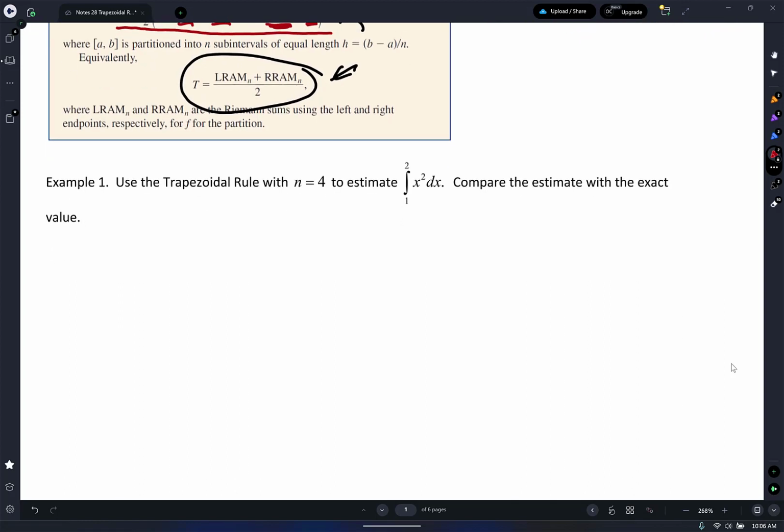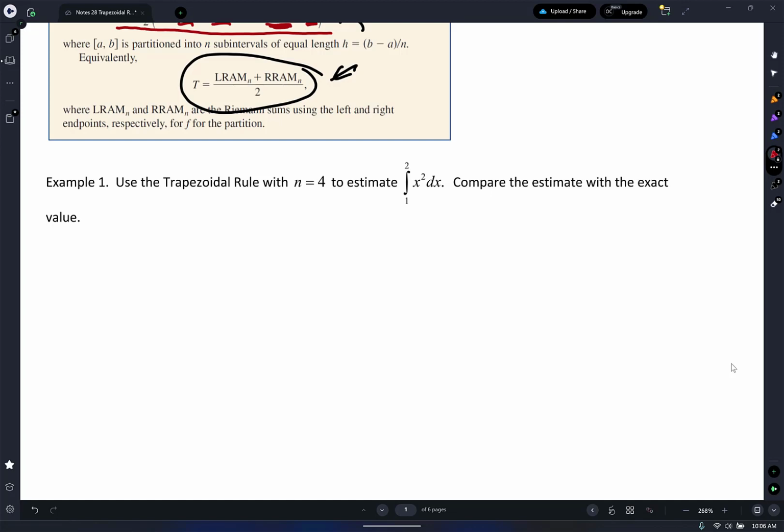All right, use the trapezoidal rule. We're going to go slow. With n equals 4 to estimate the integral from 1 to 2 of x squared dx. Compare the estimate with the exact value. We don't know how to do antiderivatives yet. I mean, we do, but we don't. Okay, we'll just do it with a calculator.